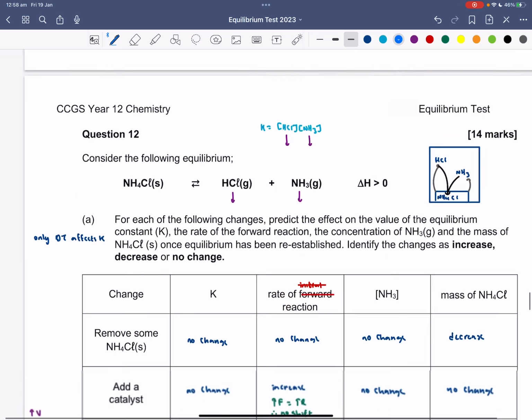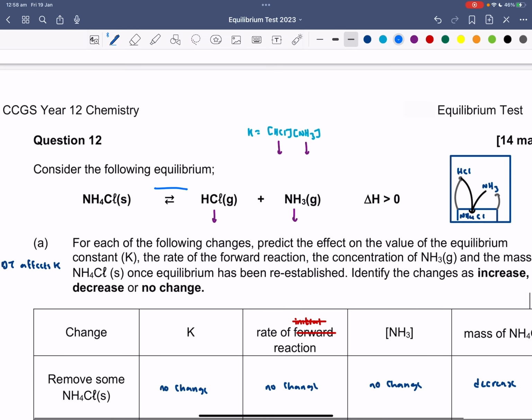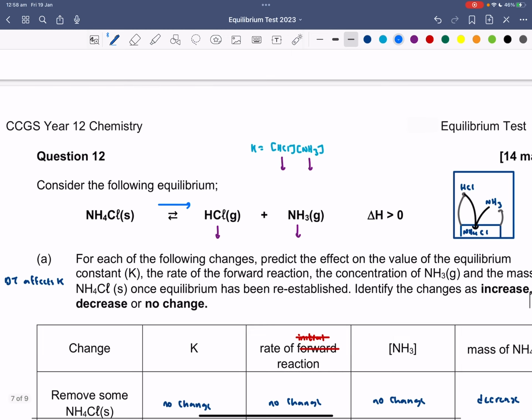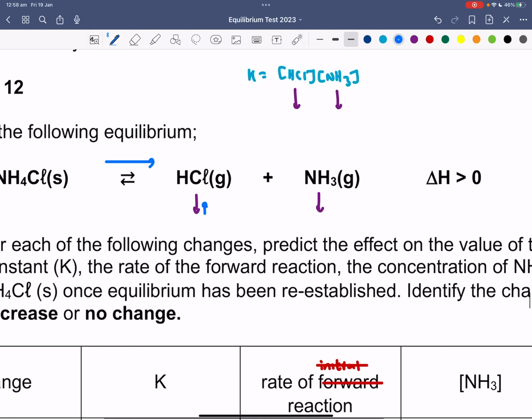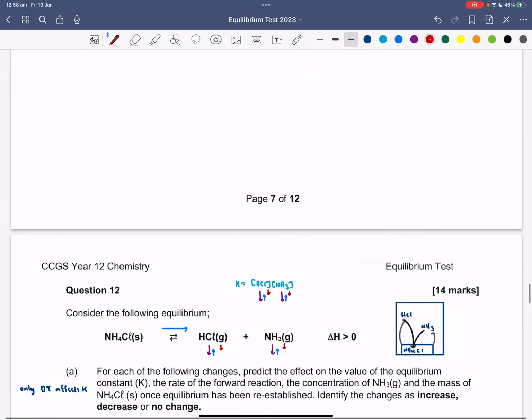So to counteract it, we're going to favor the forward reaction. If you favor the forward reaction, HCl concentration increases, NH3 concentration partially increases, which means at the end of the day, this is less, this is less. This is what most students will do, because most students are taught that this is the definition of LCP.